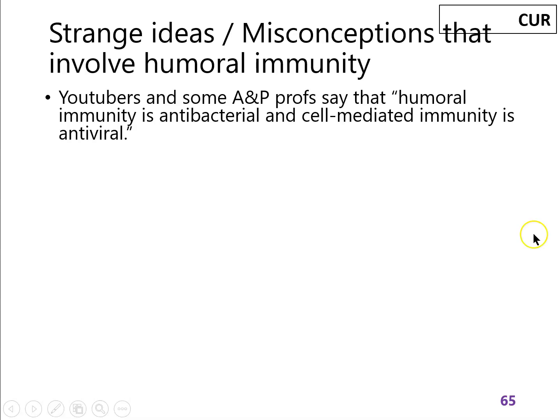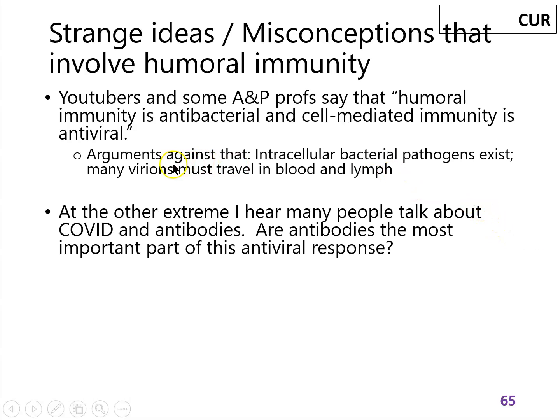And I want you to think about this. So intracellular bacteria, those exist, and those have to be controlled by cell-mediated immunity. Virions have to travel in blood and lymph. They have to be controlled by humoral immunity. The flip side of this is people talking about COVID and do we have lasting immunity or don't we? And they're looking at antibodies. That's humoral immunity. And many of them are ignoring T cells. So they're ignoring cell-mediated immunity.